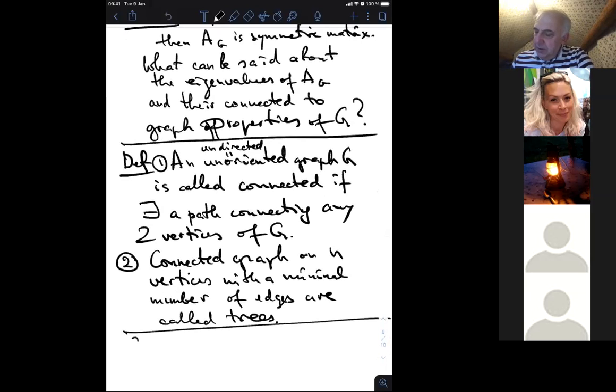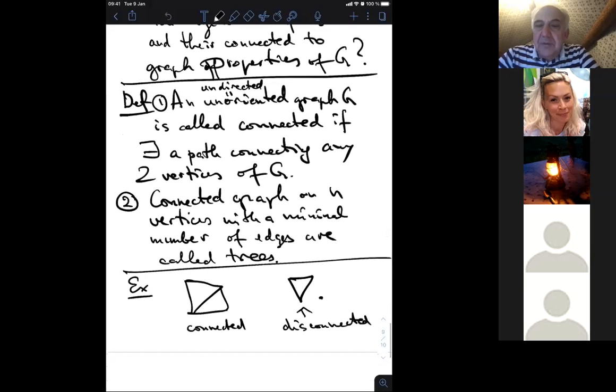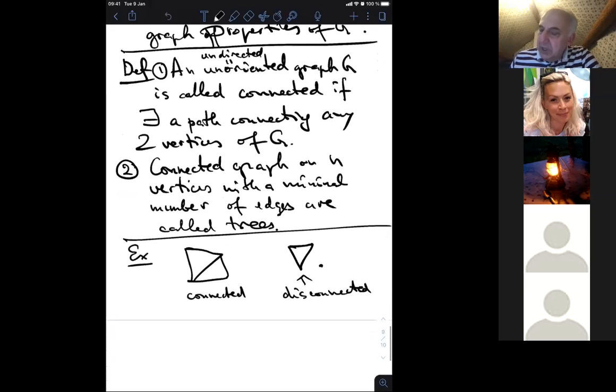So let me illustrate this. This is connected, and this is not connected, disconnected. So a disconnected graph consists of some bunch of connected components. For example, here you have two connected components. So connected components are its pieces, its subgraphs, where you can reach any vertex from any other vertex inside the subgraph. So naturally, any undirected graph splits in its connected components. And if it's connected, it's always just one connected component.